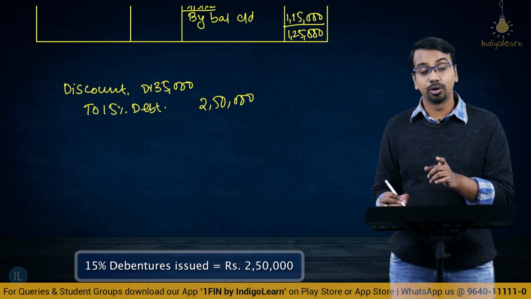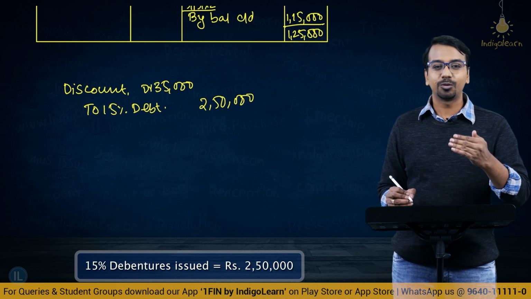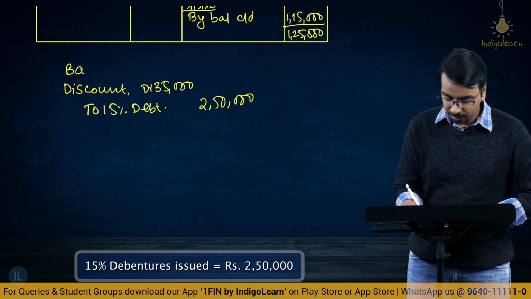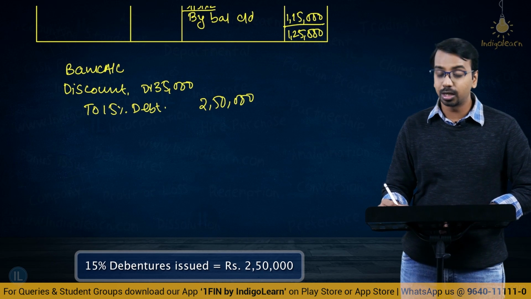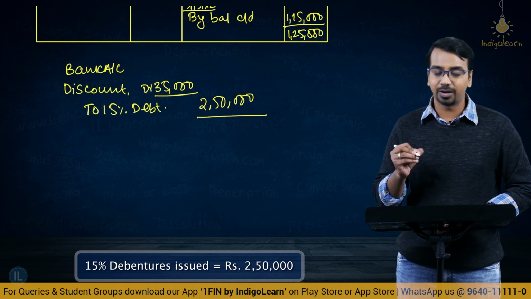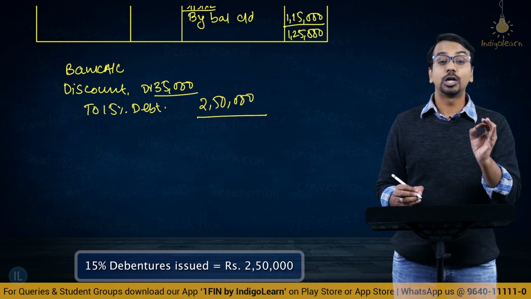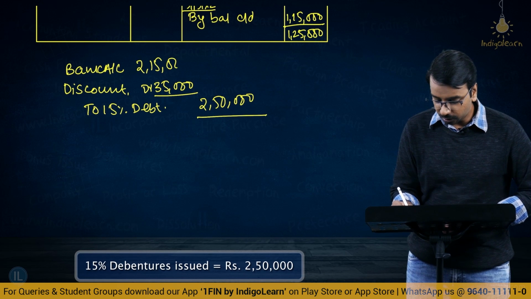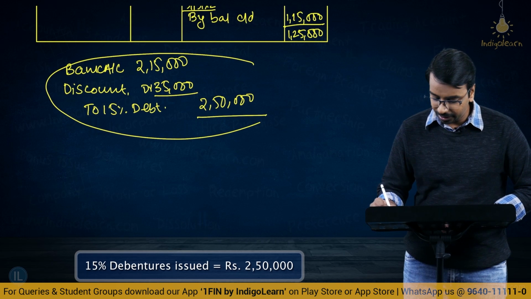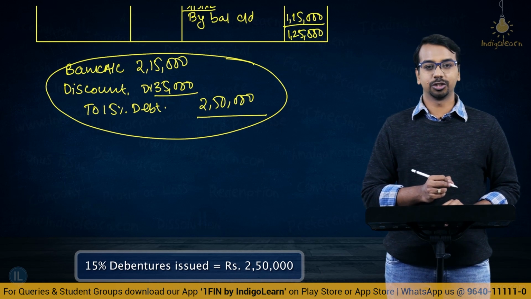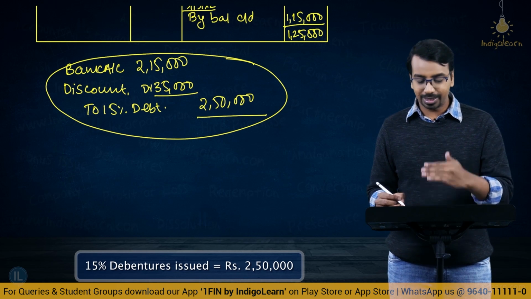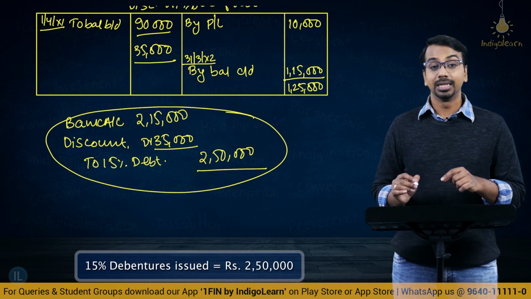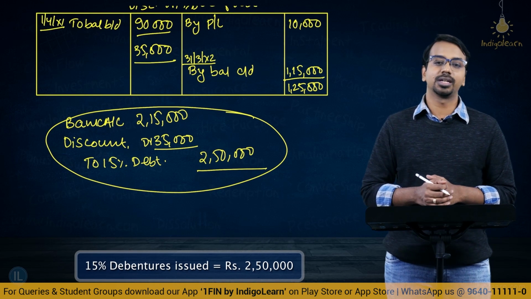In other words, what is the balance amount received by you, or what is the amount that you would have collected in bank? Bank account is nothing but 2,50,000 minus 35,000. The company would have collected 2,15,000. This would have been the entry for issue of debentures, right? Now, you will debit discount account by 35,000, which you have already done. You have captured the amount, and you will credit the 15% debentures account.